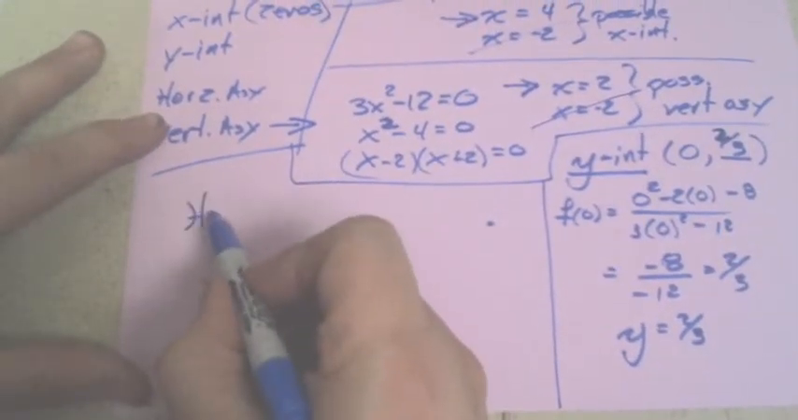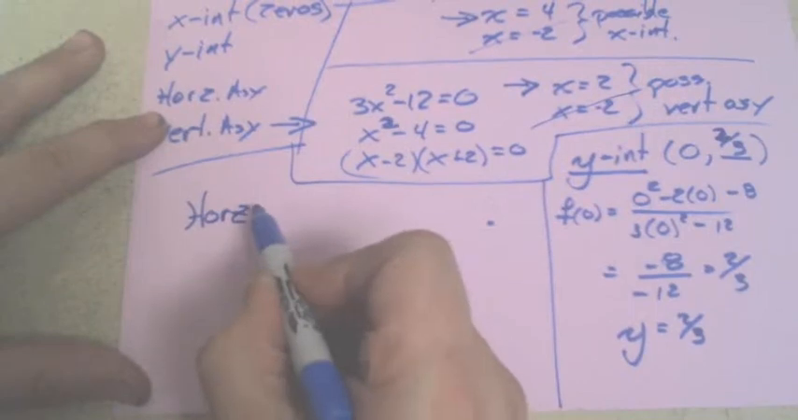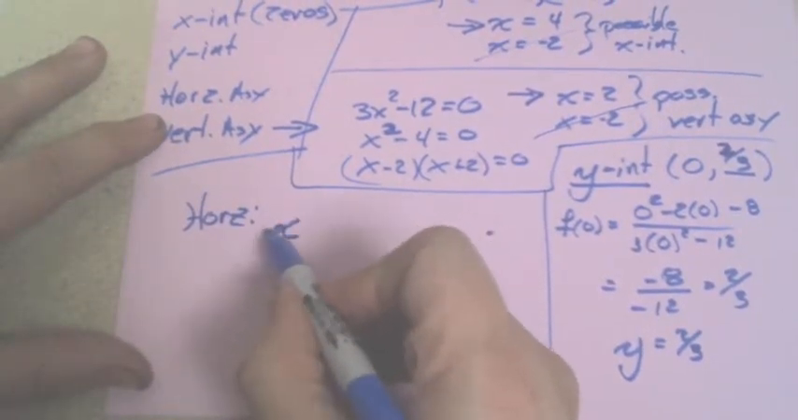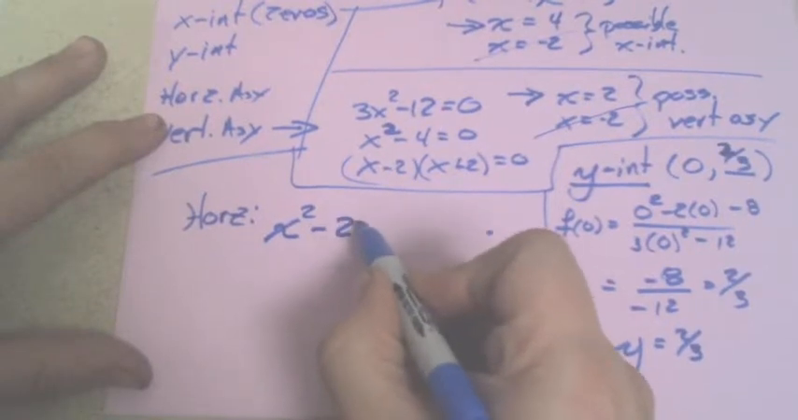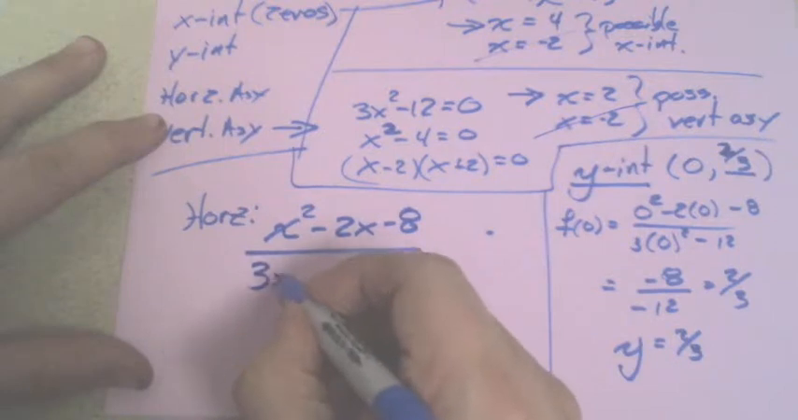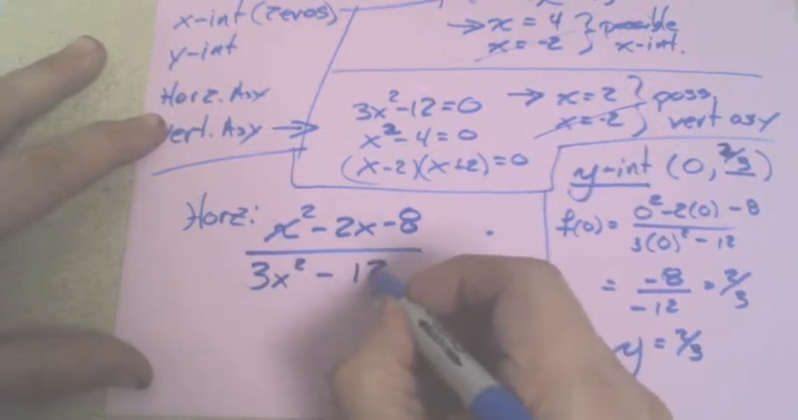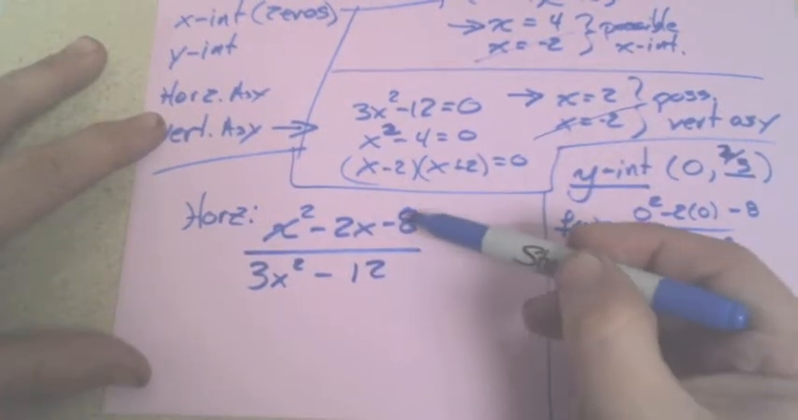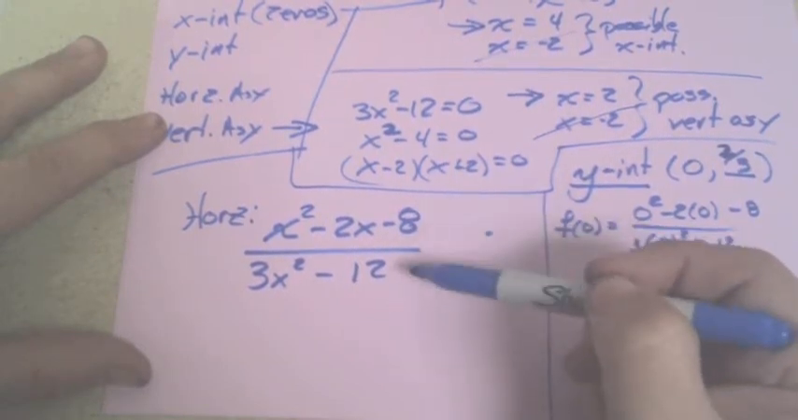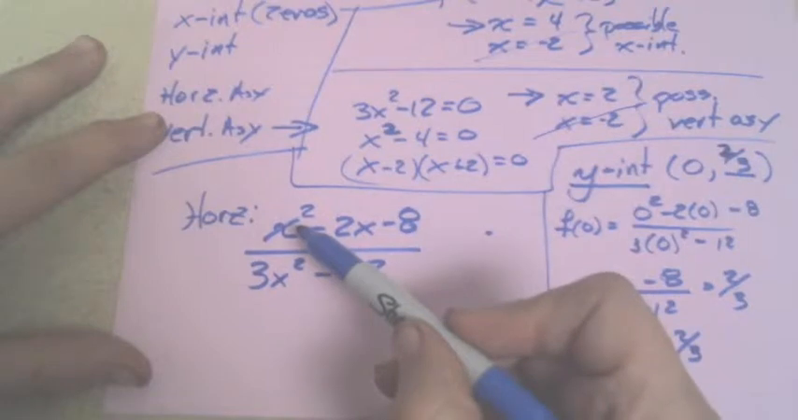Now, horizontal asymptotes is a slightly different argument. Horizontal asymptotes are about end behavior, so it really depends on the degree of your polynomials. And your book does a fairly good job of going through the possible cases. It really depends on which one of these is more powerful than the other. And by powerful, we're really speaking about the degree.